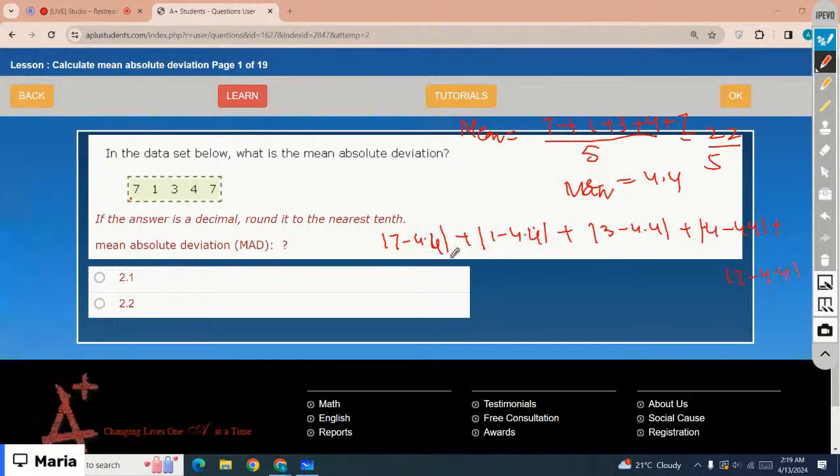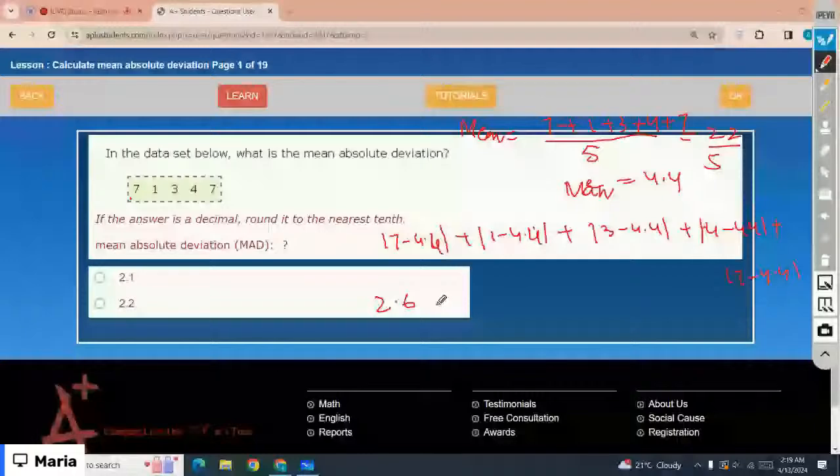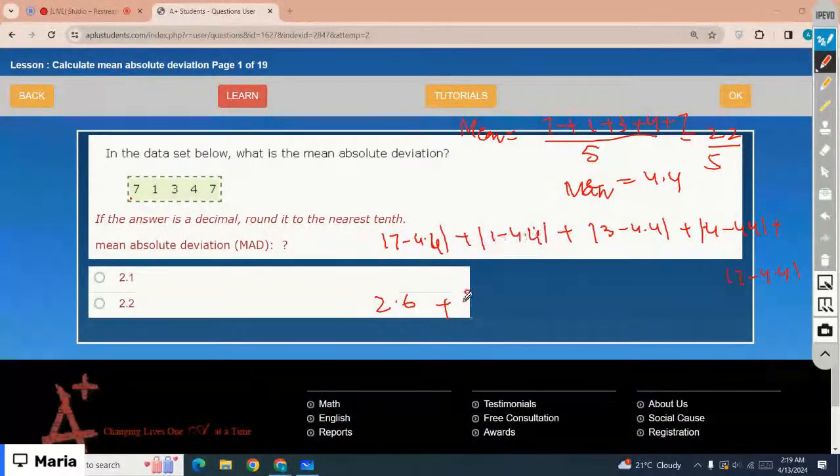So simply add them. 7 minus 4.4 is 2.6. The 2.6 is already positive, right? 1 minus 4.4 is negative 3.4, but absolute values are positive, so that is 3.4. Then 3 minus 4.4 is negative 1.4, absolute value is positive 1.4. 4 minus 4.4 is 0.4. Then 7 minus 4.4 is 2.6.